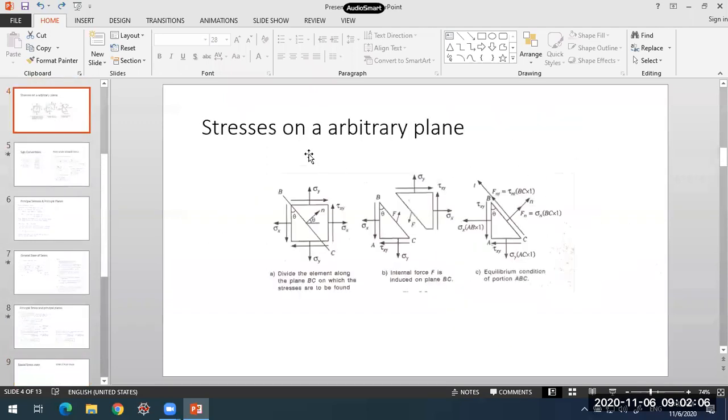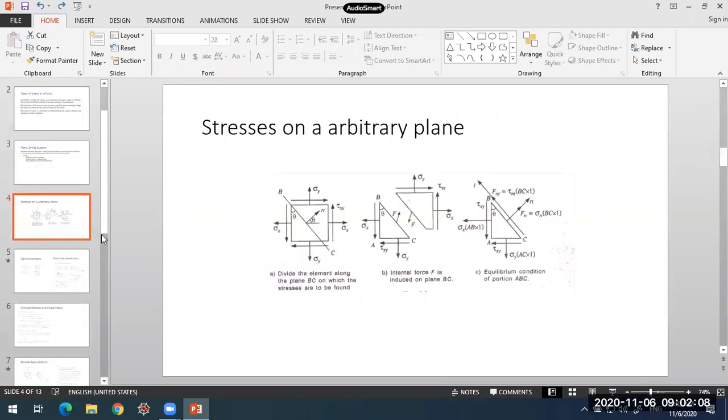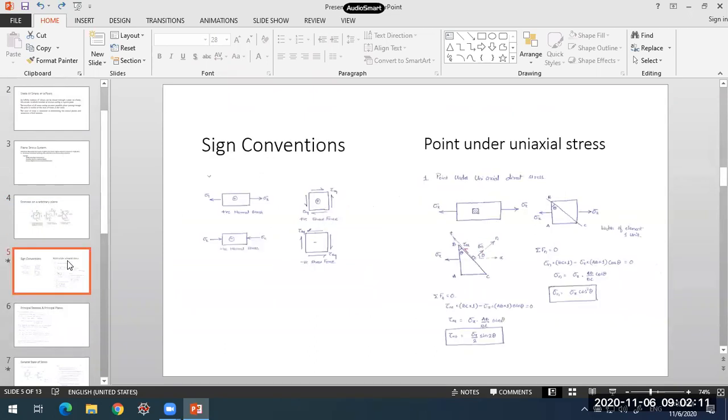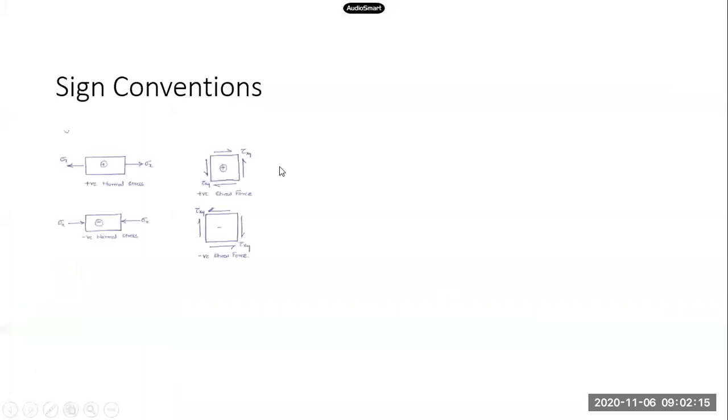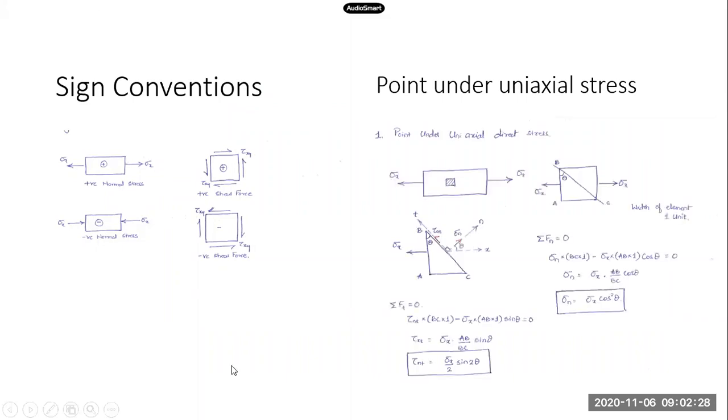Yesterday, we were looking into the normal and shear stress on an inclined plane. We saw the sign convention that we will adopt. Then we took a uniaxial stress system, something like this, subjected to a one-directional stress, or stress along one direction.